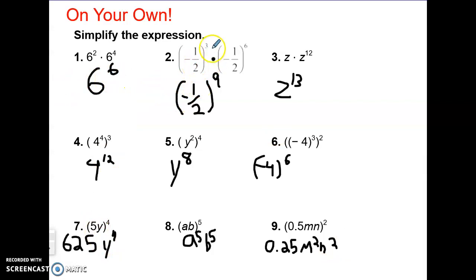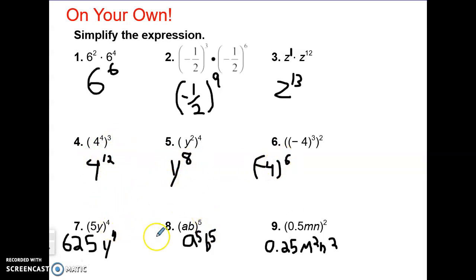You're multiplying those bases, and all you're doing is taking that same base and adding your exponents. So adding the 2 and the 4, you get 6. In this case, the 3 and the 6 is 9. And this one, remember, is going to be an exponent of 1, so 1 plus 12 is 13. These ones, you multiply those exponents, so I'd have 4 to the 12th, y to the 8th, and then negative 4 to the 6th.